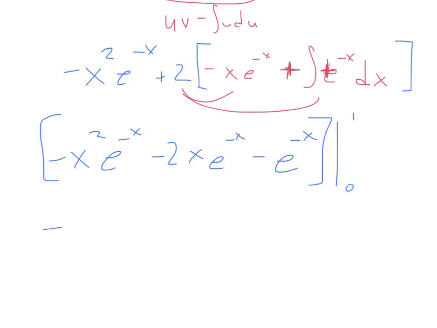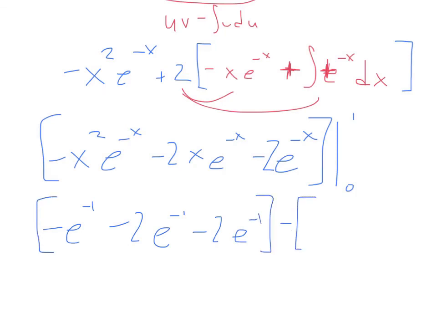Plugging in 1 gets me negative e to the negative 1. 1 again is minus 2e to the negative 1. Oh, you know what? I just realized I didn't distribute the 2 here. There we go. So this is minus 2e to the negative 1. Minus. Then now I'll plug in 0. Gets me 0 minus 0 minus 2, because e to the 0 power will be 1. So now just about done. This is minus 5e to the negative 1 plus 2.